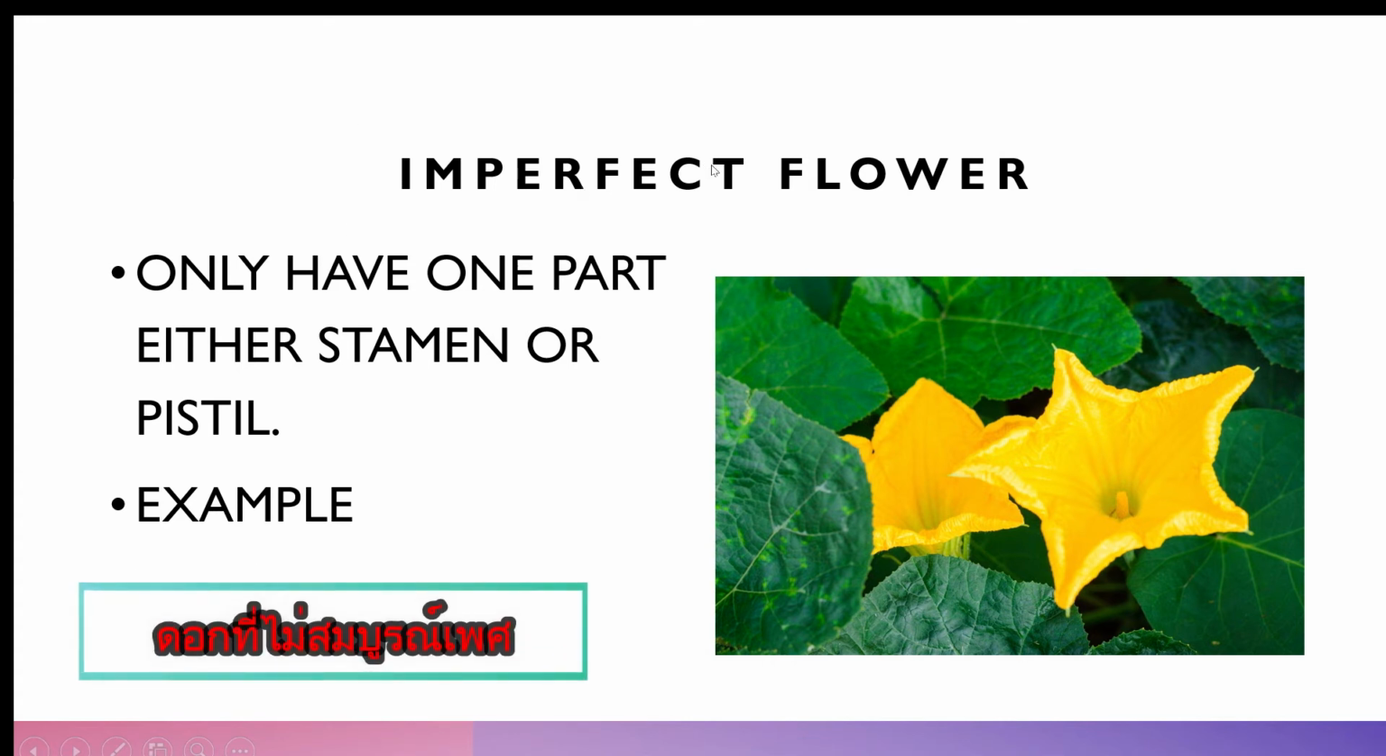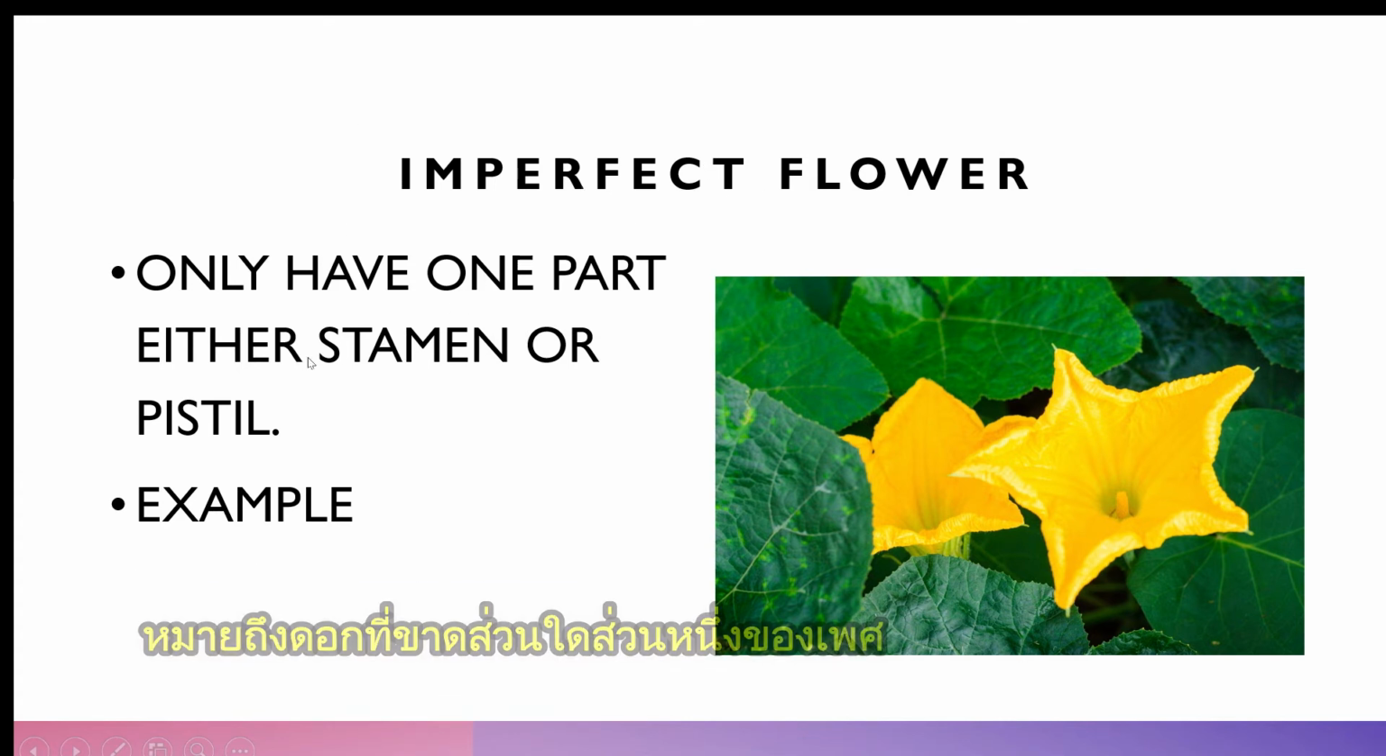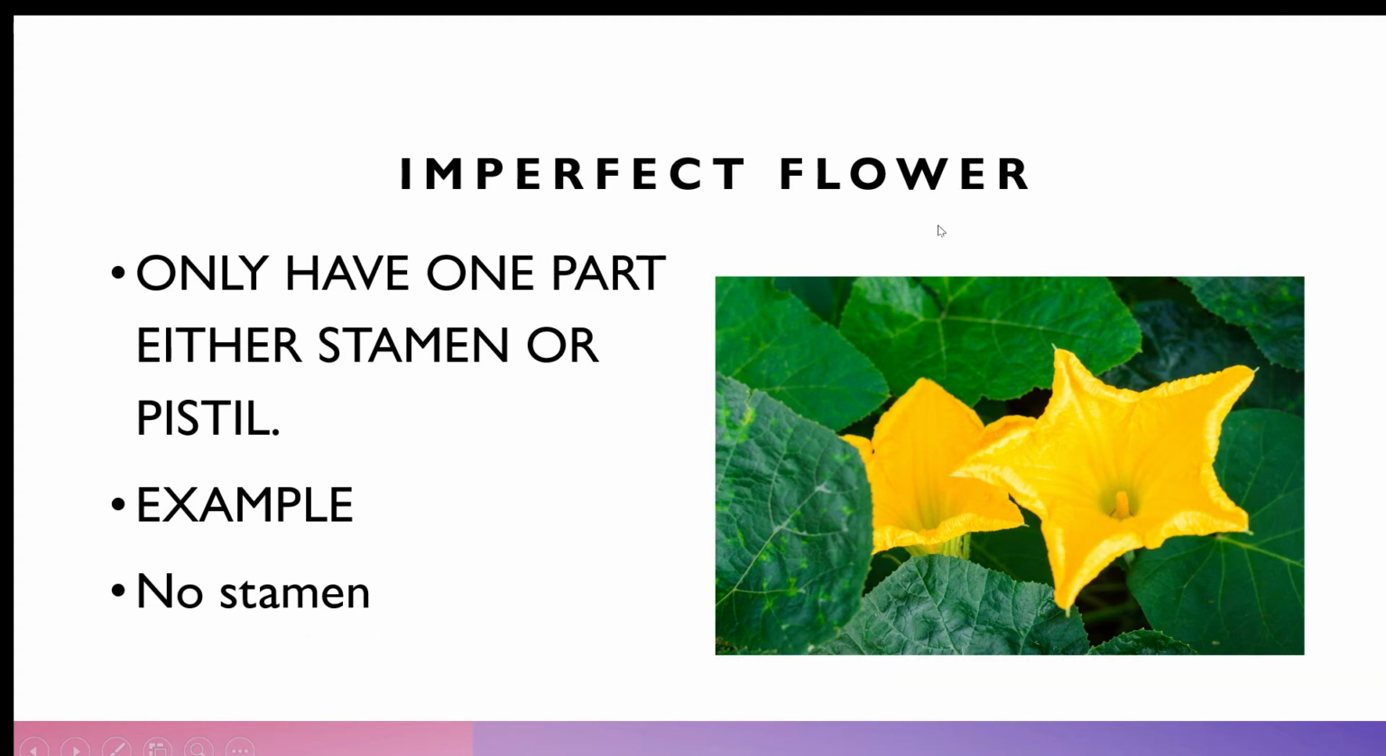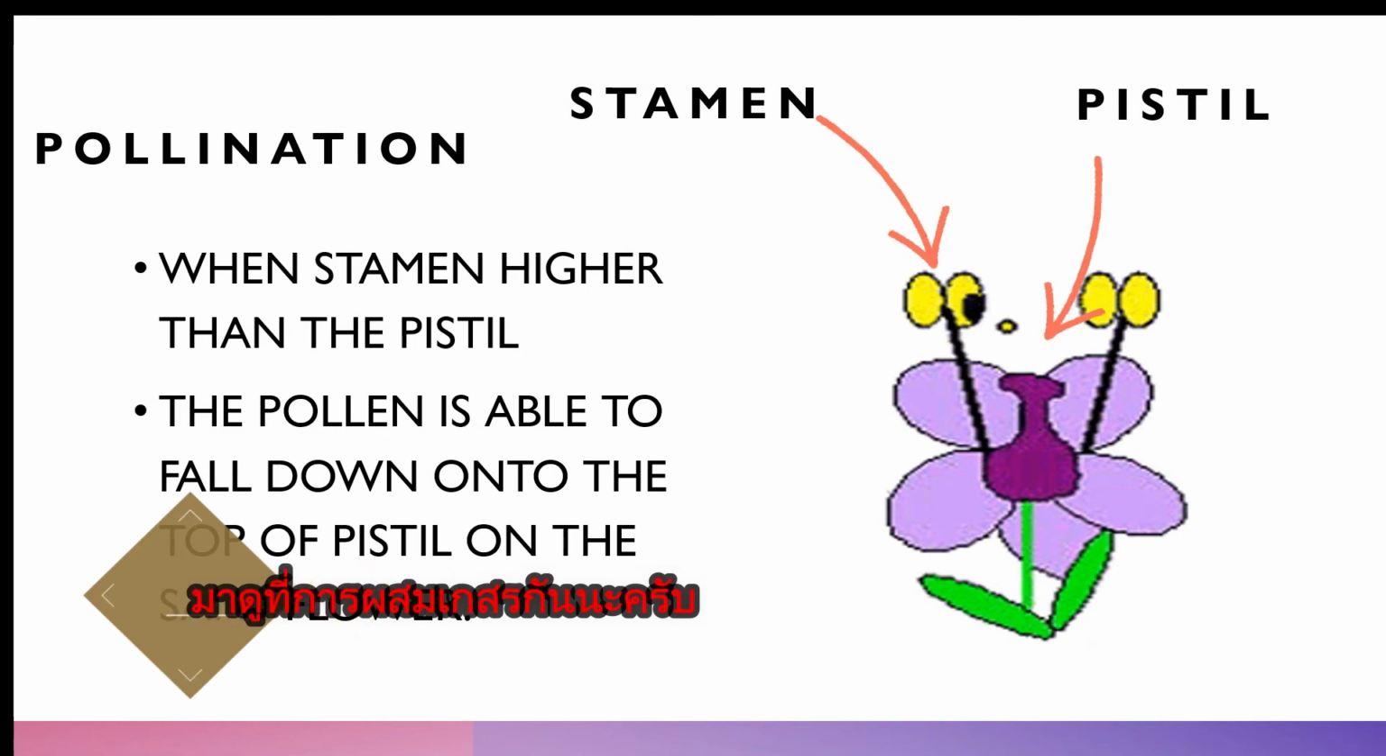What about an imperfect flower? It has only one part, either stamen or pistil. For example, a pumpkin flower has no stamen, so this flower is an imperfect flower. Okay, so we'll go now to pollination.